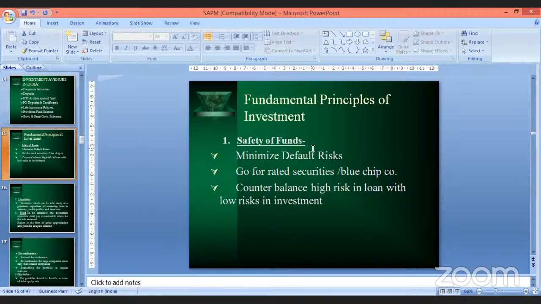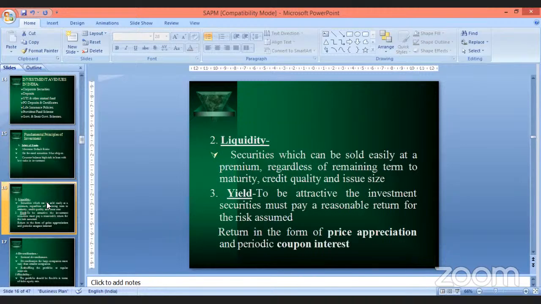Again, counterbalance high risk in loan with low risk in investment. As an investor, I suggest you need to counterbalance yourself, that means high risk in loan with low risk in investment. By balancing this, you can assure yourself that your fund is in a safe environment, or in safety mode. So the first fundamental principle of investment is safety of fund, and the second one is liquidity.